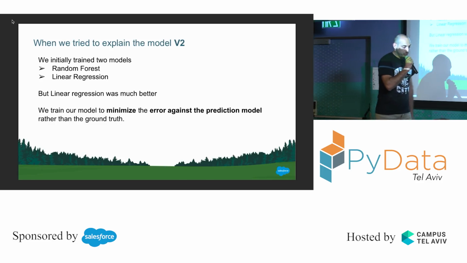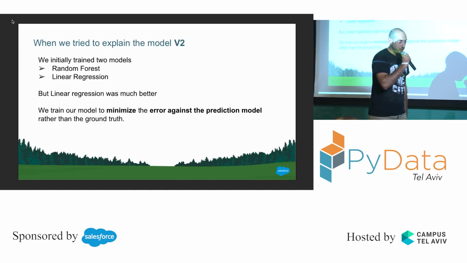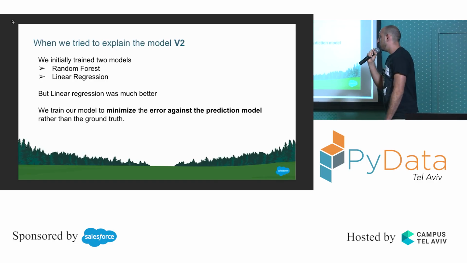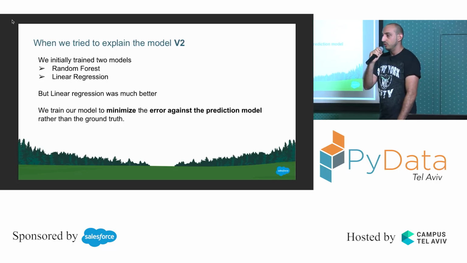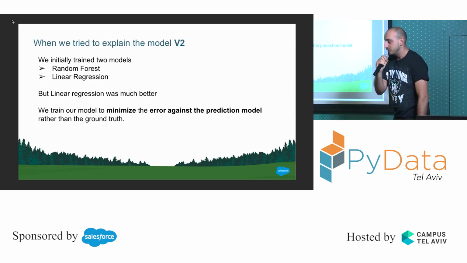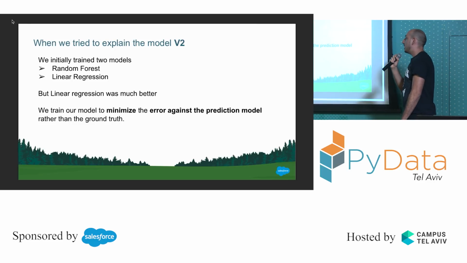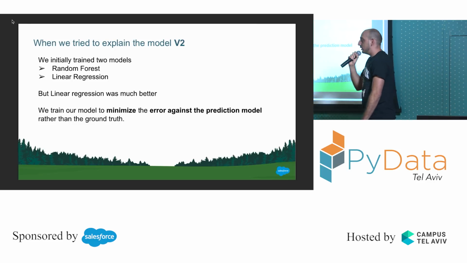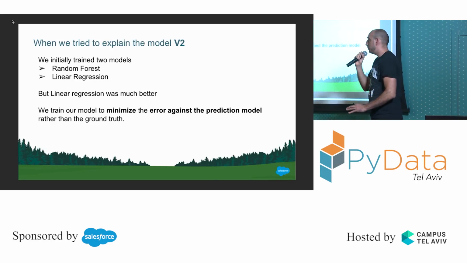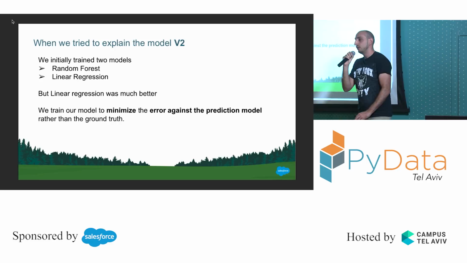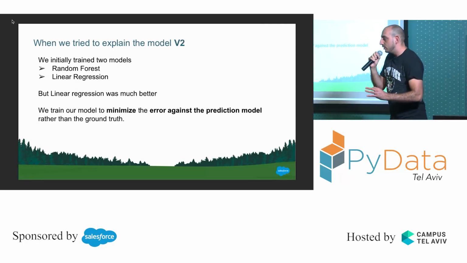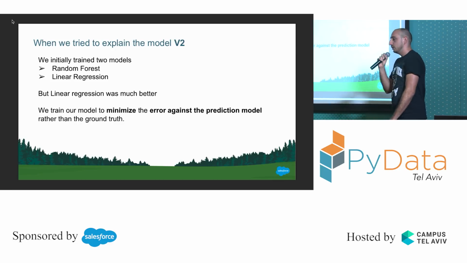We decided to use two models. We used random forest because it's very similar to the prediction models. We also used a linear regression because it's a relatively simple model. And the simpler the model, if it gets the job done, it's better. Now, instead of training those models to actually give us the prediction, we train them to minimize the error against the predictor. This way, we're making the model correlate with the predictor.